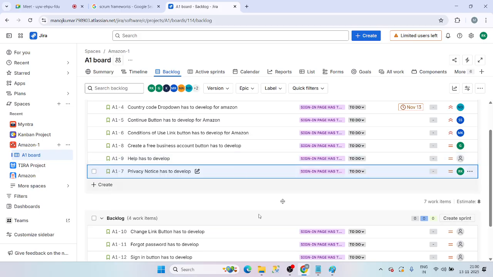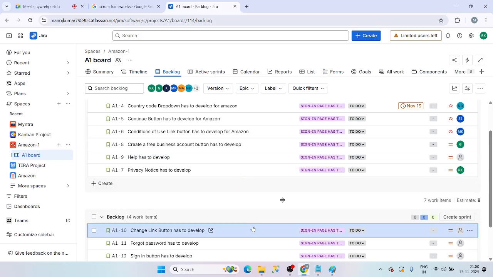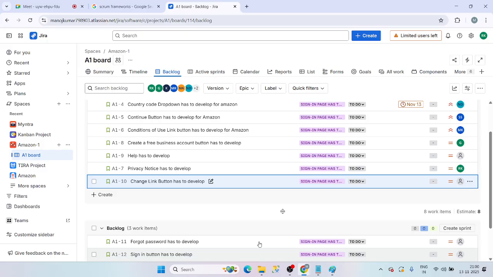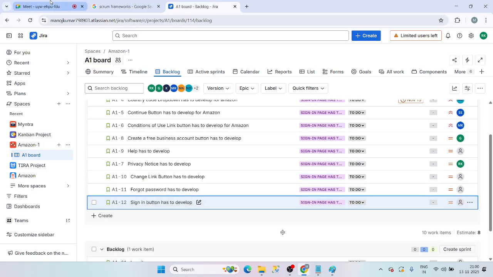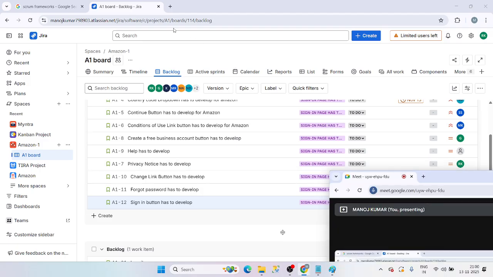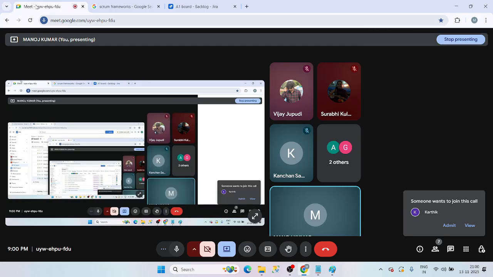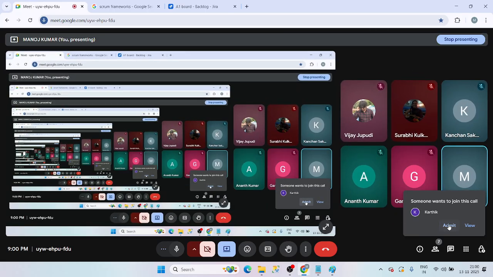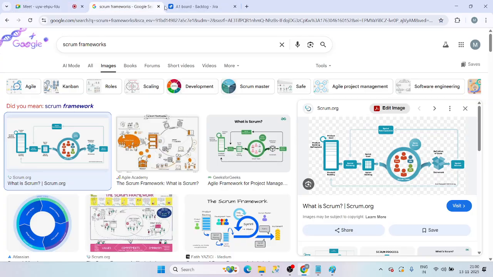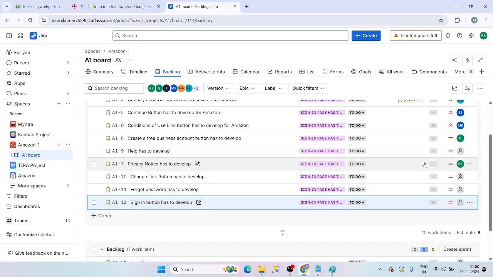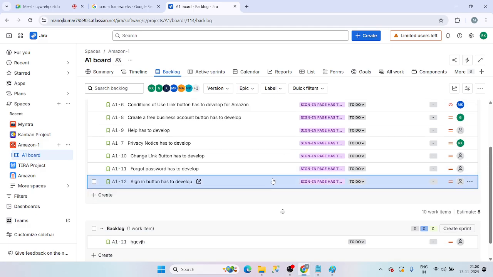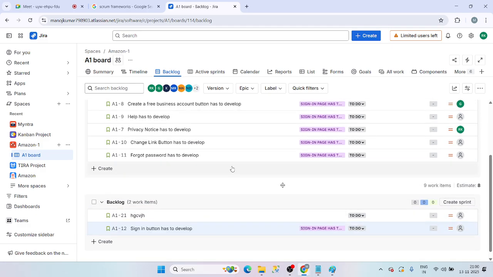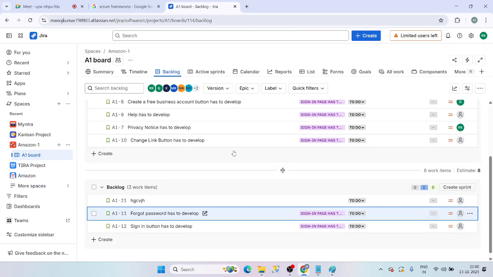Just consider I will add a few more tickets here. Manoj, how are you adding? I will make you do these things also, no worries. Now we have taken only 5 tickets, right? I'm removing the remaining tickets and keeping them in the backlog, guys.